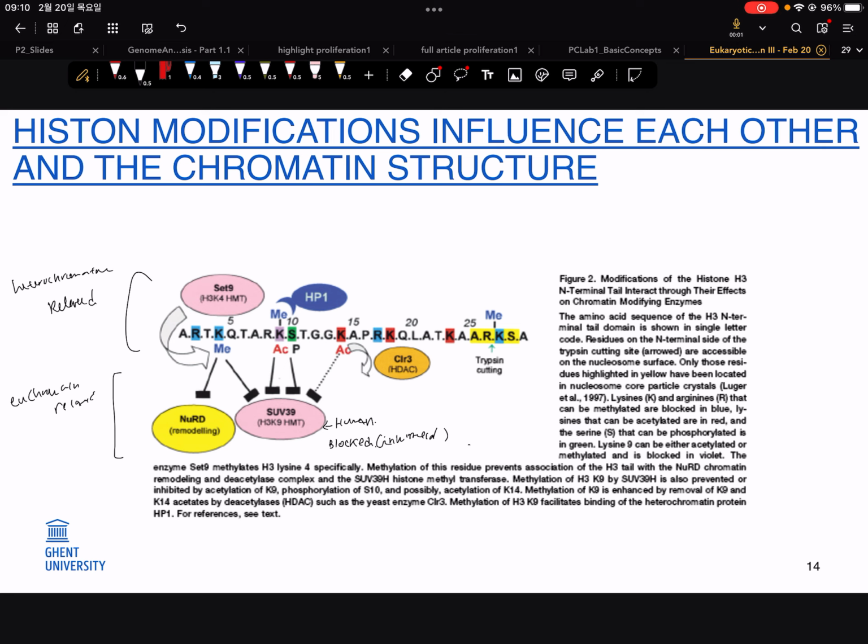So you see lots of interactions here. Addition of one group can inhibit addition of another one or promote addition of another one. Those things are all described in multiple species. Again, not always following the same rules in every species.